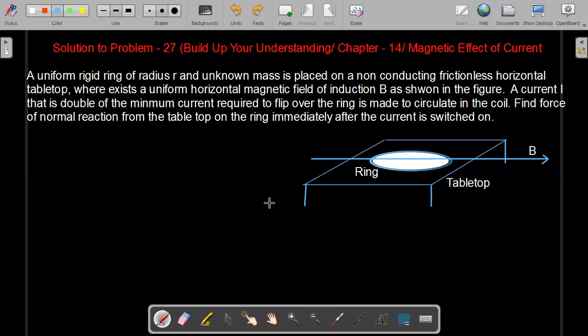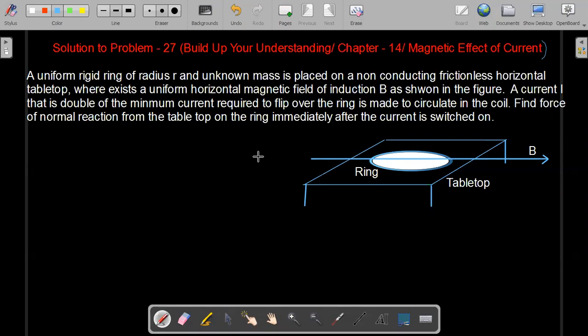Again a problem from Pathfinder book. This is for Olympiad and JEE Advance. And this time this question is from the chapter Magnetic Effect of Current. This problem is basically integration of concepts from 2 or 3 chapters, and that's why I have selected this question for you.